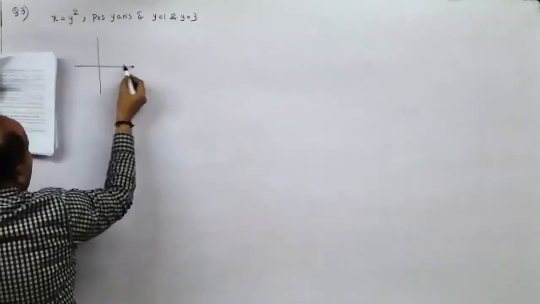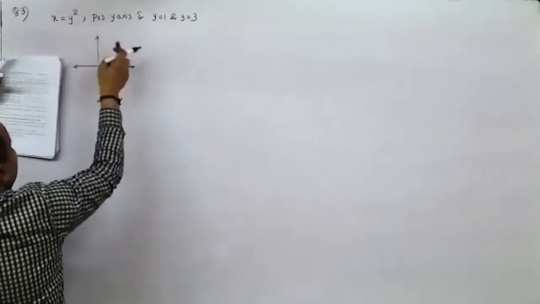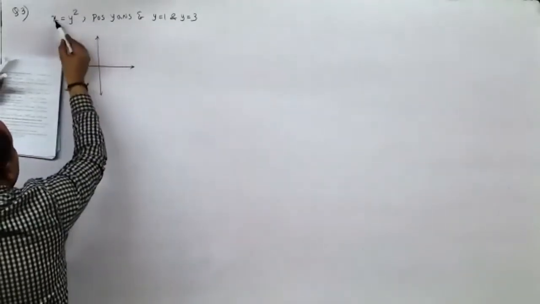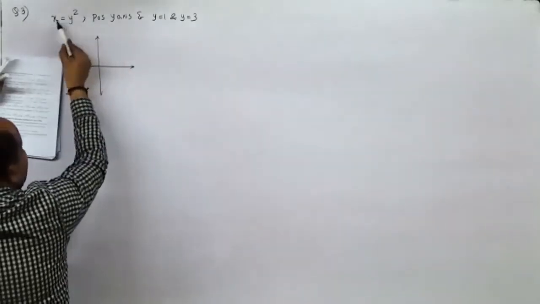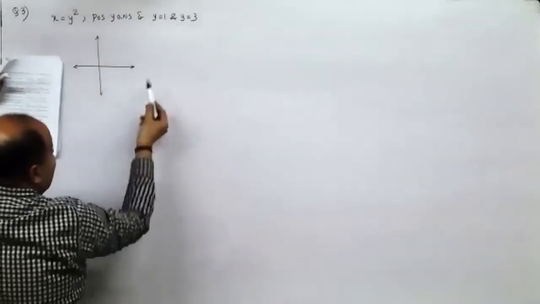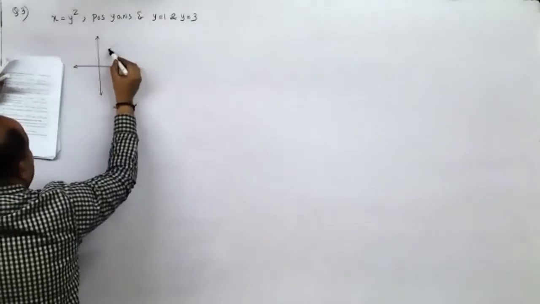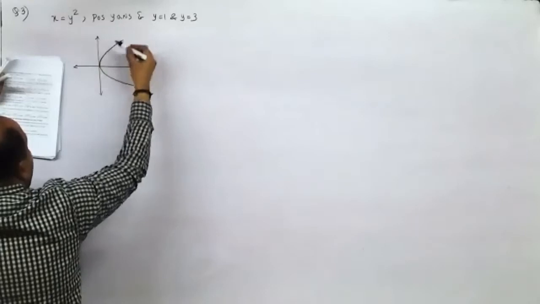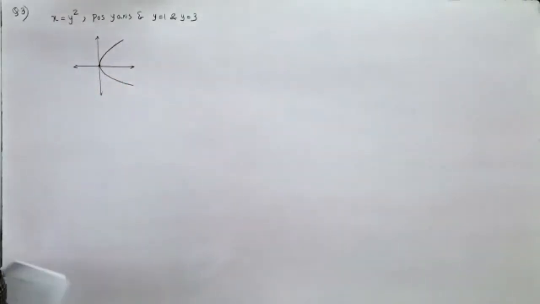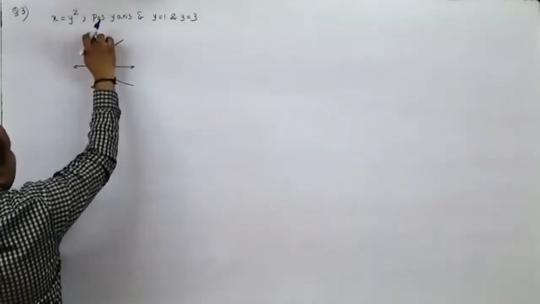Second thing, remember when y is square, it is symmetrical about x axis. When x is square, it is symmetrical about y axis. So y square equal to x means it is symmetrical about the x axis. Y square equal to x, so symmetrical about positive x axis, because this is positive. Followed?